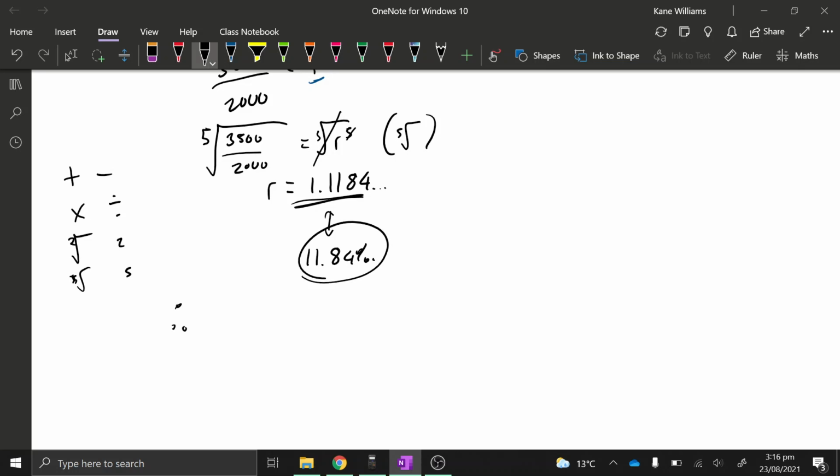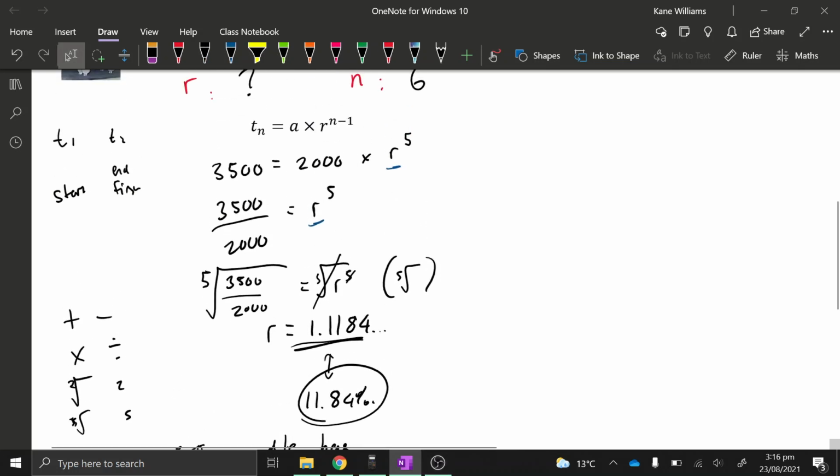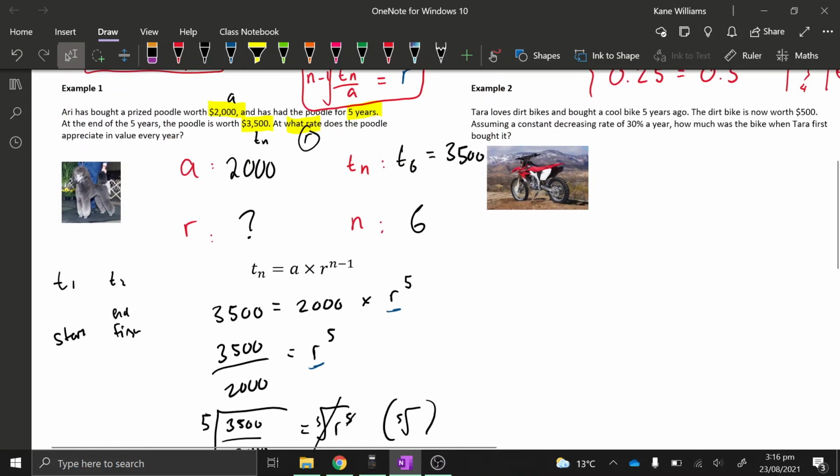So therefore, the poodle has appreciated. Increased. That's what appreciated means. By 11.84% per annum or per year. That's what PA means. Excellent. Example 2.